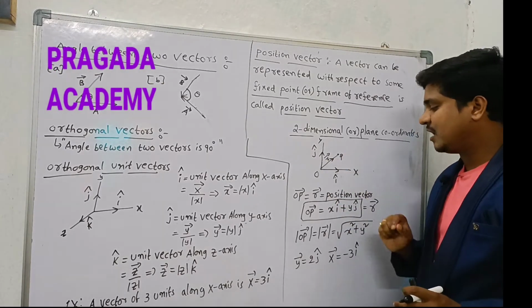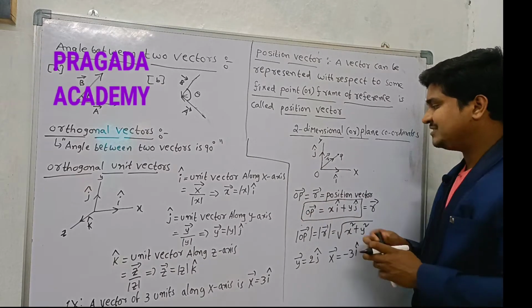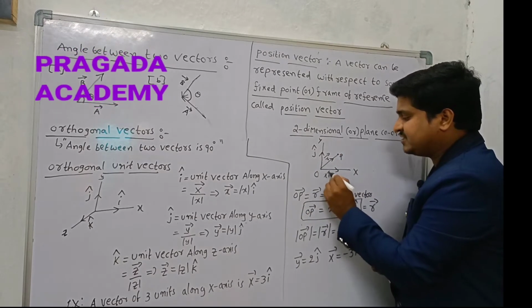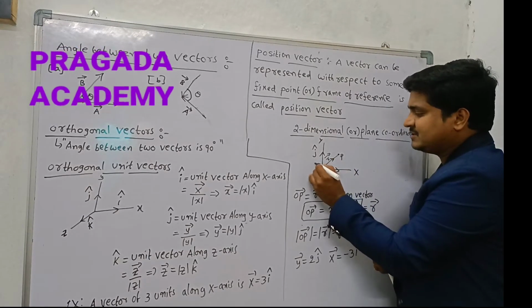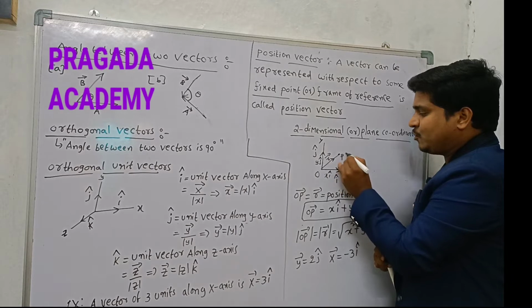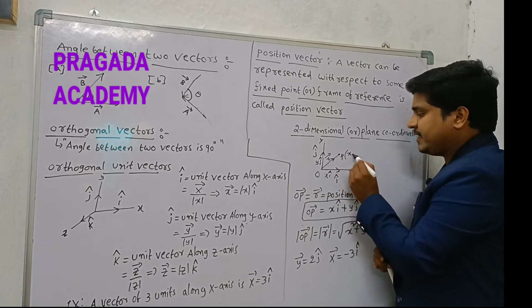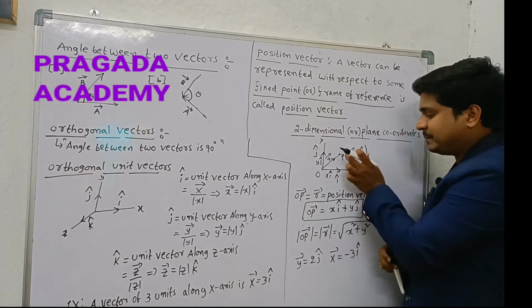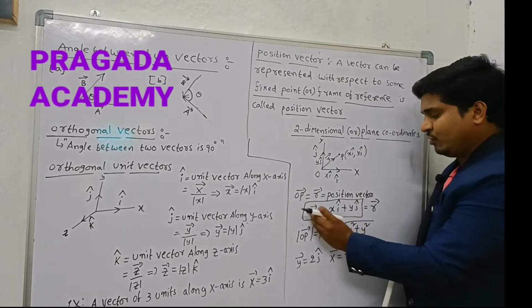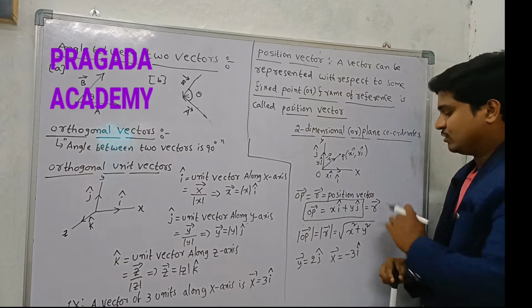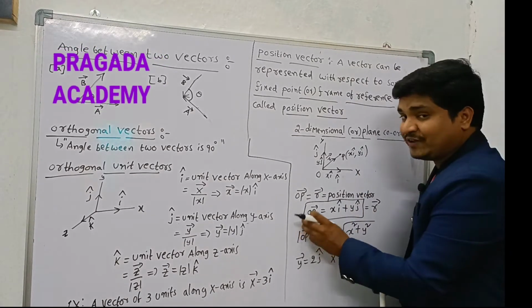OP bar is nothing but R bar. OP bar equals how much distance? The point P from the x-axis is x i cap distance. For the y-axis it is y j cap distance. So now you get the point P as x i cap, y j cap. To represent it in vector form, OP bar equals x i cap plus y j cap equals R bar. And how to find the magnitude?